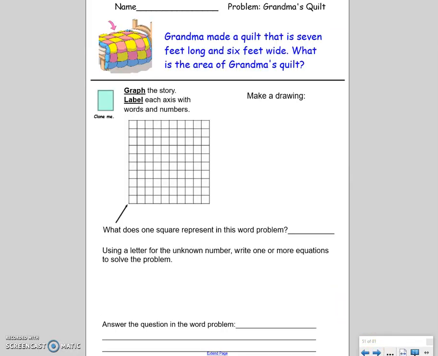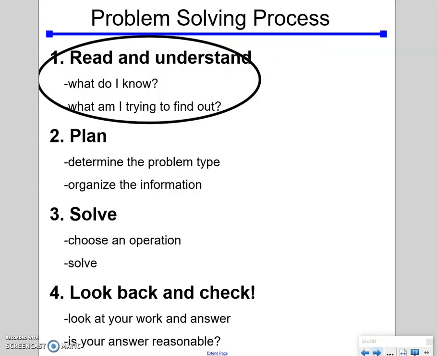Here's the problem we're going to be solving together today. Grandma made a quilt that is 7 feet long and 6 feet wide. What is the area of Grandma's quilt? We're going to start with step 1 of the problem-solving process, reading and understanding. What do we know and what are we trying to find out?